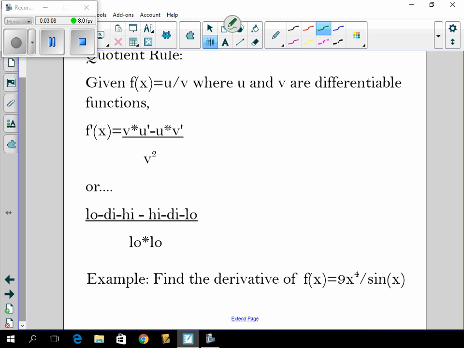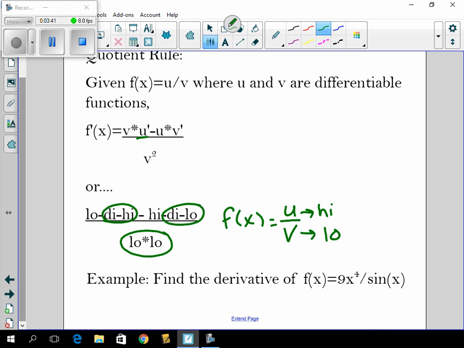We can use this kind of handy jingle to memorize it though. When we have the function u over v, u is our high because it's on top, v is our low because it's on bottom. So we take low v times the derivative of high u prime, minus high u times the derivative of low, d low, all over low times low, v squared. So it's just another way of remembering the quotient rule if we can't remember v u prime minus u v prime over v squared.